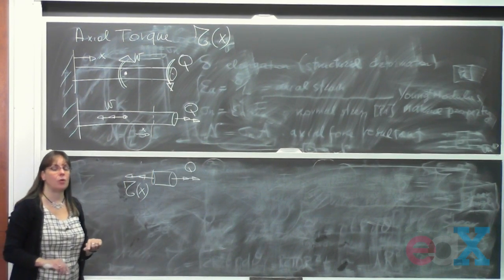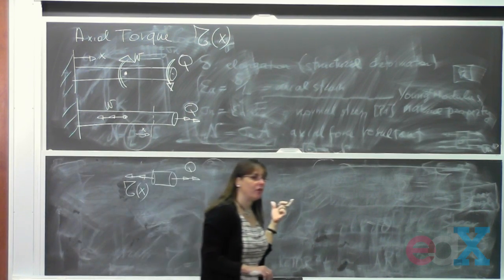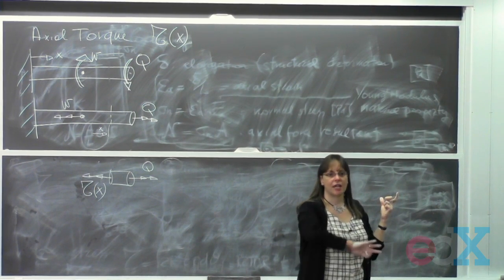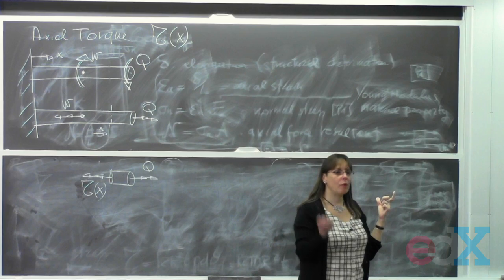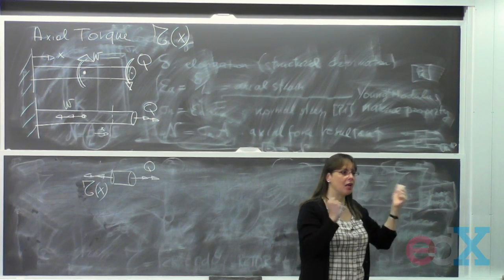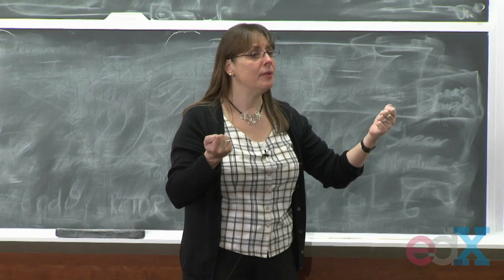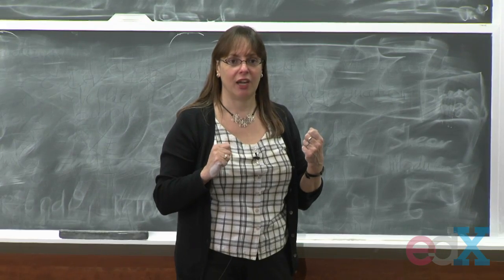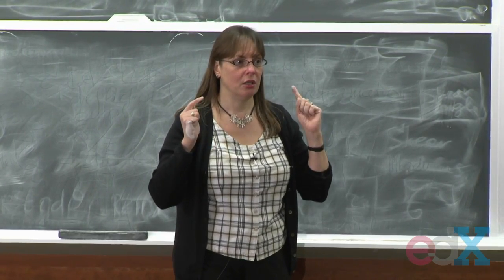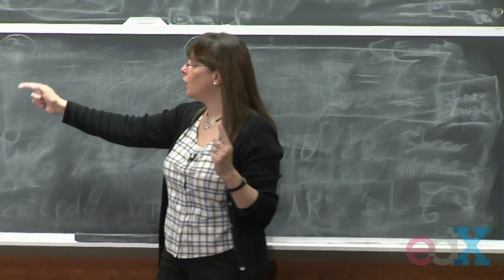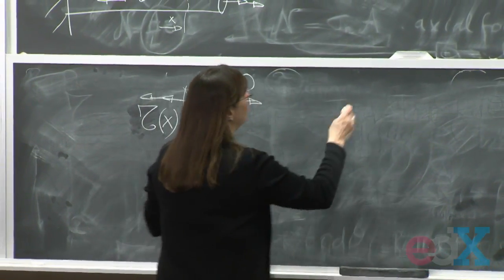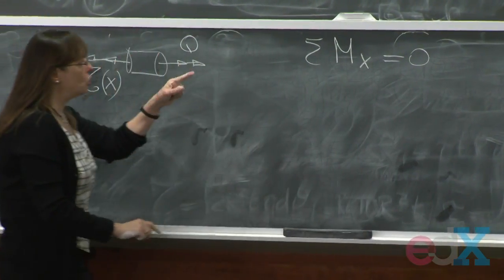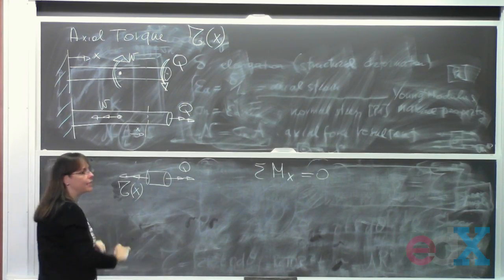OK, now I need to put it in equilibrium. Do we do sum of the forces x? There are no forces. The forces are gone. All what we have is torques. The axial loading was may the force be with you. The torsion is may the torque be with you, like Darth Vader, right? Okay, so the force is gone, the torque is in. We don't do forces anymore. We do sum of the moment x equals 0. So we need to project the moment along the x-axis.